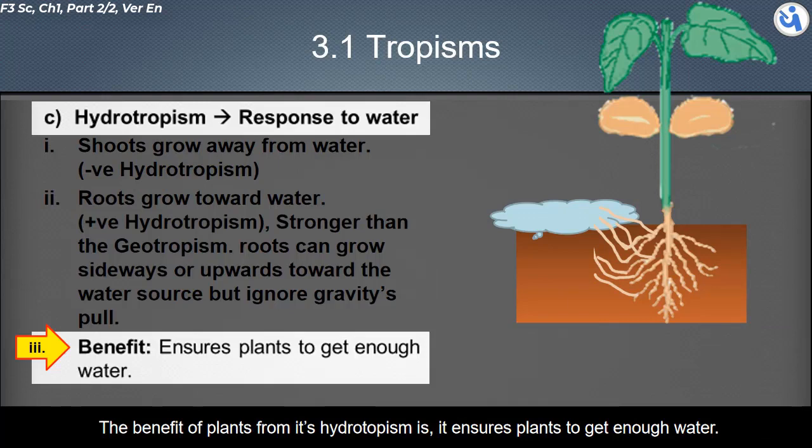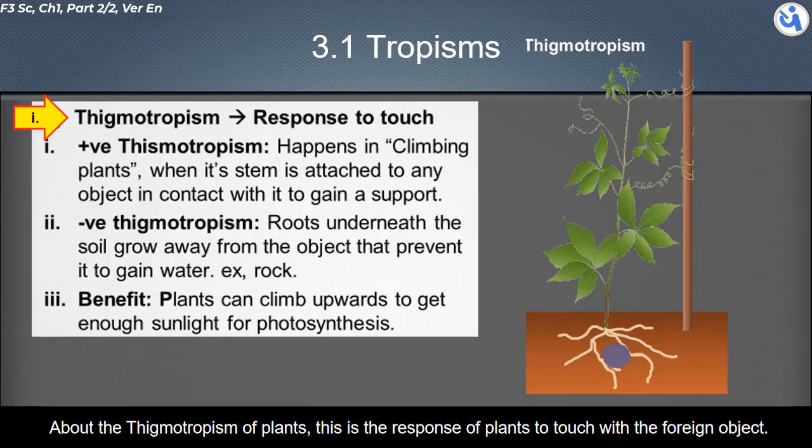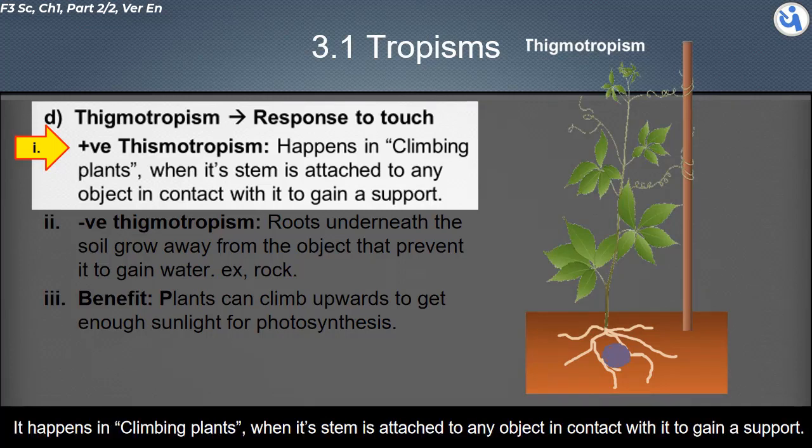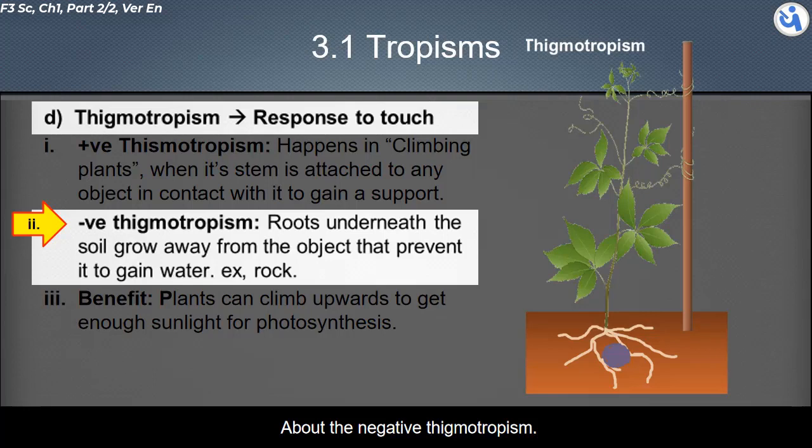The benefit to plants from hydrotropism is that it ensures plants get enough water. About the thigmotropism of plants, this is the response of plants to touch with a foreign object. About the positive thigmotropism, at which a certain part of a plant will grow toward the object. It happens in climbing plants, when the stem is attached to any object in contact with it, to gain support. About the negative thigmotropism, at which a certain part of a plant will grow away from the object.